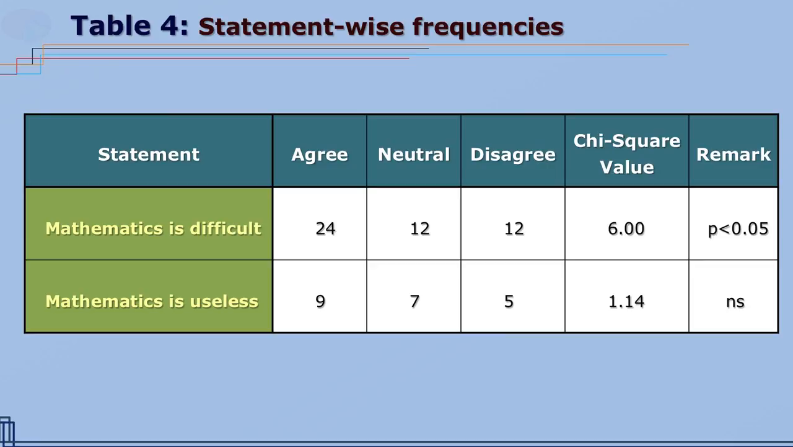Further, from table 4, it is evident that the chi-square value for the statement, mathematics is useless, is 1.14, which is not significant. It shows that students' reaction did not differ significantly. Thus, the null hypothesis that there is no significant difference in reaction towards mathematics of students is not rejected. It may therefore be said that students were not sure regarding the usefulness of mathematics.